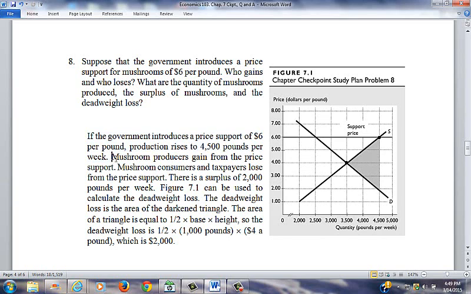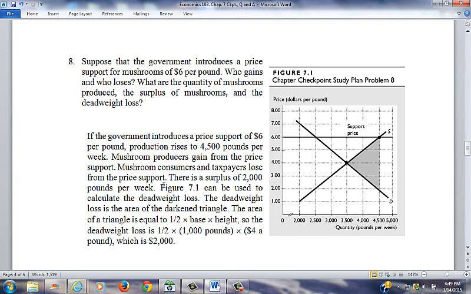The mushroom producers gain from the price support. Mushroom consumers and taxpayers lose from the price support. There is a surplus of 2,000 pounds per week, and that's shown here, where there's the 4,500 pounds produced right here at the supply point. The demand point is over here at 2,500 pounds. That means people are only willing to buy 2,500 pounds of mushrooms, so a difference of 2,000 pounds of mushrooms at that price.